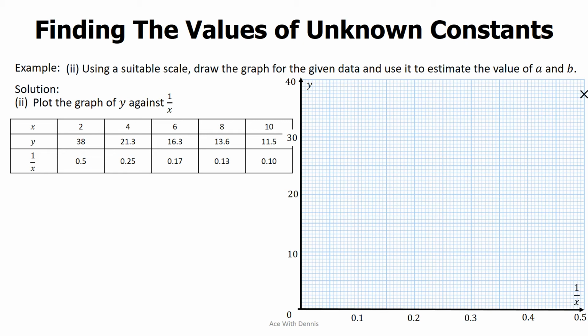Now we can start to plot the graph. The first point coordinates is 0.5, 38. So this is the point. The second point coordinates is 0.25, 21.3. So this is the point. Continue with the third point, fourth point, and the last point. Now we can join these points with a ruler. So we can draw a straight line joining all the points.